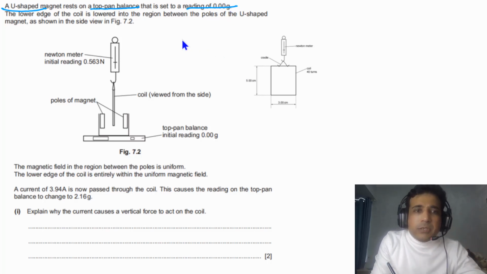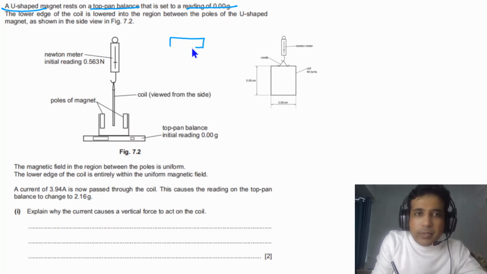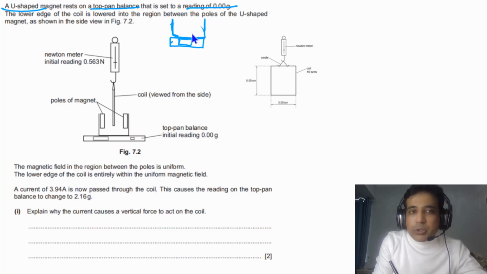What exactly it means? It simply means that we have a top pan balance. So this one is the top pan balance. So this is the scale, and we place a magnet on this top pan balance. So this one is the magnet, U-shaped magnet, and we set reading on this one equal to 0.00 grams after placing the magnet.